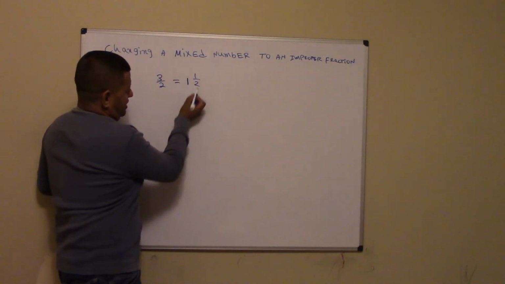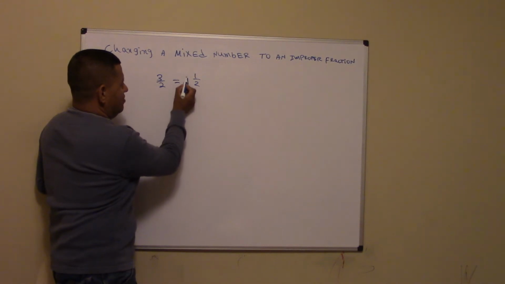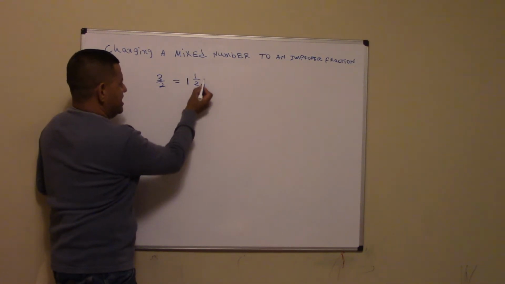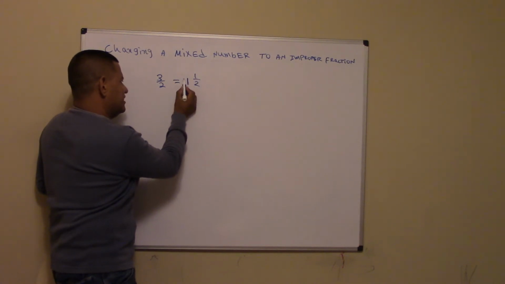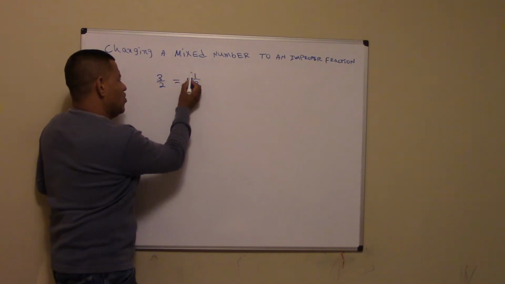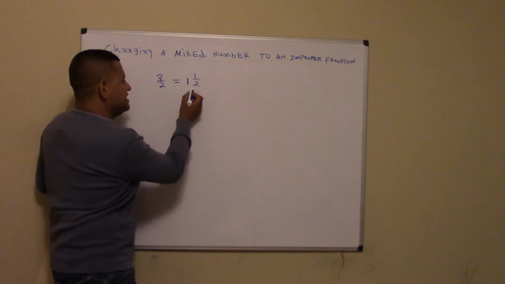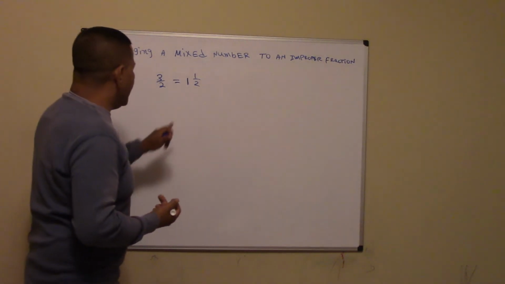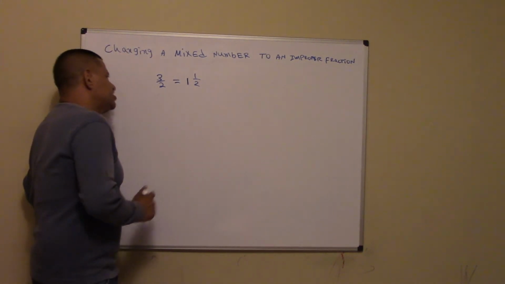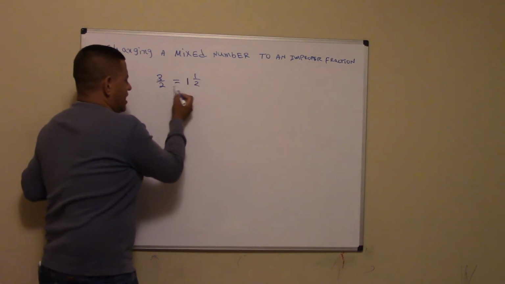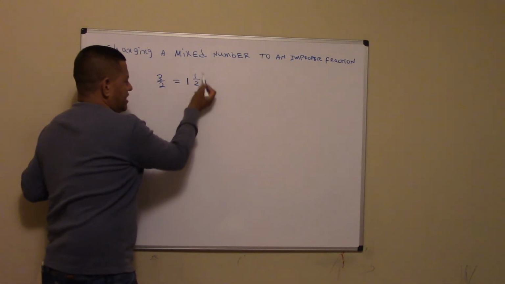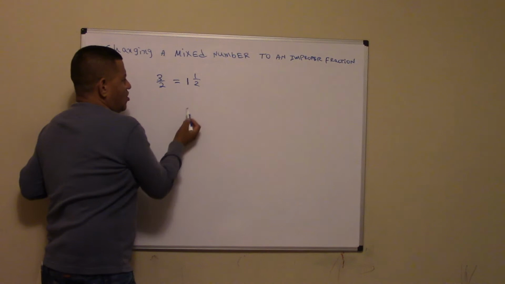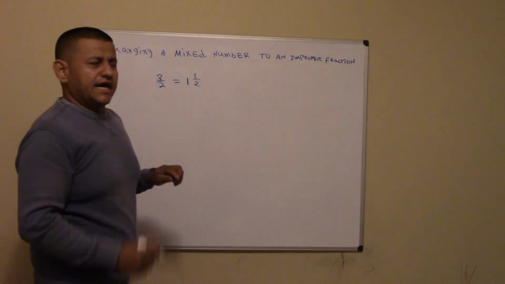Look at this number right here. This is a whole number and this is the fraction part of it, right? So this one is 1 plus the half. This is like saying 1.5 in decimal, right? But this is the standard form, or proper fraction.